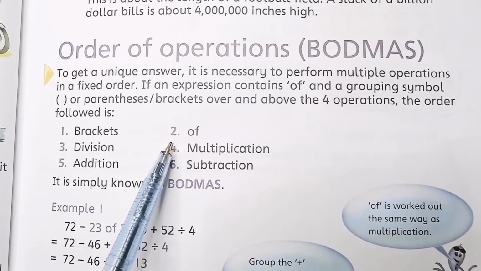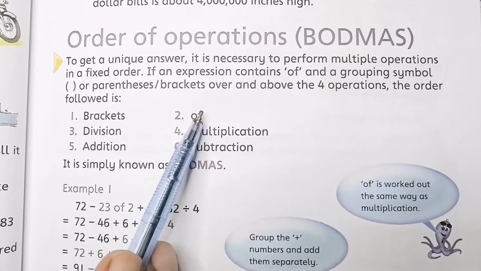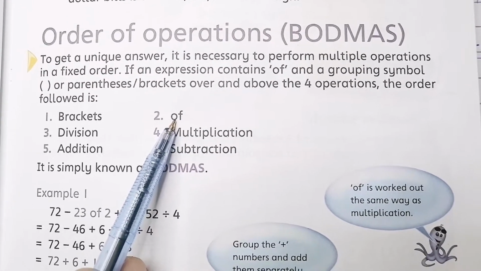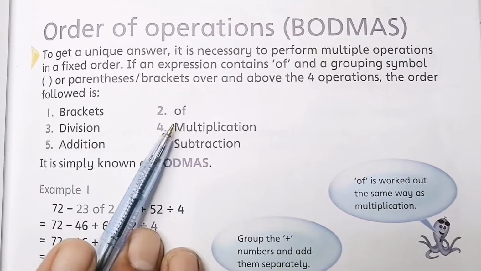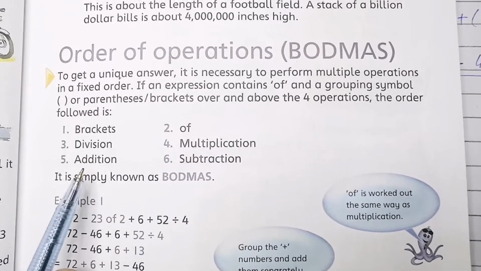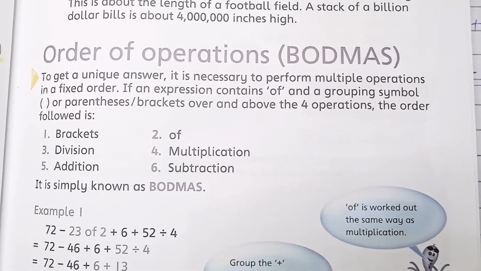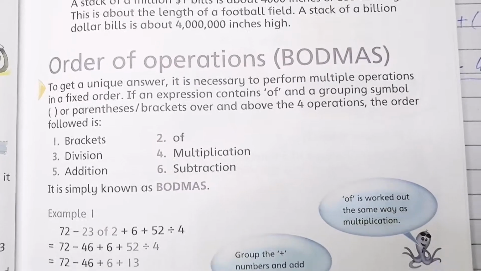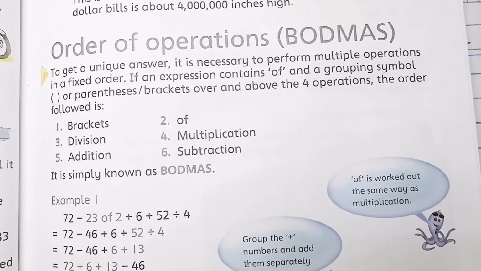So the second one is of, right? Of, what you do, you simply multiply the numbers, right? We'll see in the example what the concept of of is. Then division is there, then multiplication is there, addition is there, and then subtraction is there. So six types of concepts are there. So we will try to use them in our different questions.